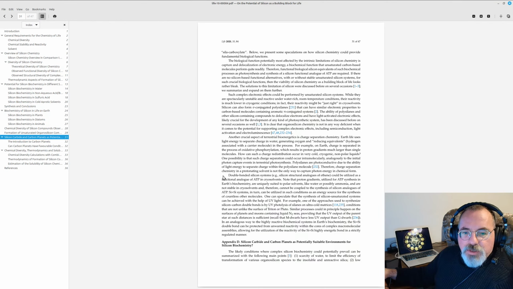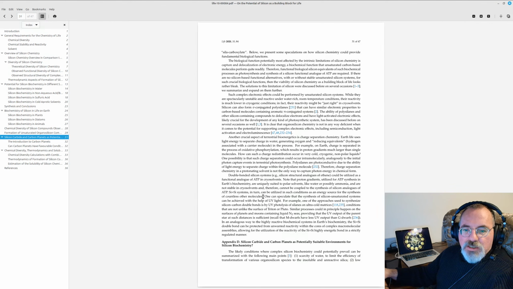Double-bonded silicon systems, for example, silicon structural analogues of ethene, could be utilized as a functional analog of ATP in cryosolvents. Note that proton gradients utilized for ATP synthesis in Earth's biochemistry are uniquely suited to polar solvents like water or possibly ammonia and are not stable in cryosolvents and therefore cannot be coupled to the synthesis of silicon analogues of ATP. Silicon double-bond silicon systems, in turn, can be utilized in such conditions as an energy source for the synthesis of countless other molecules.